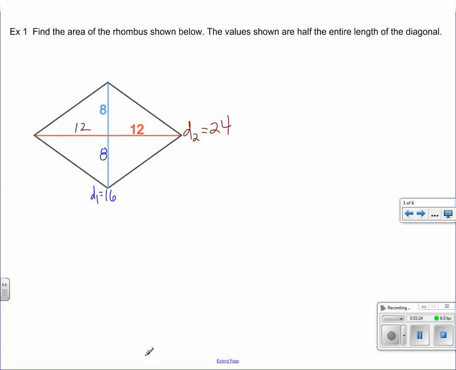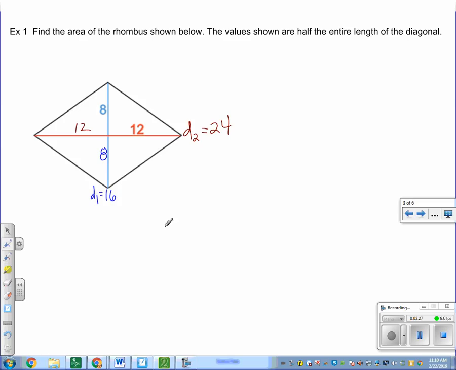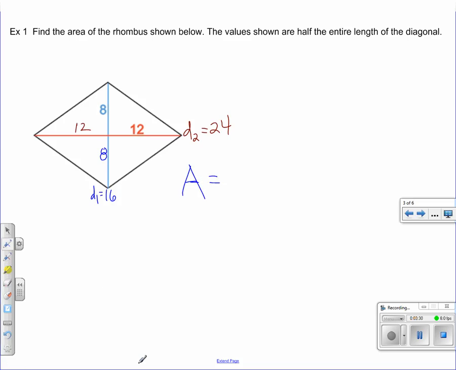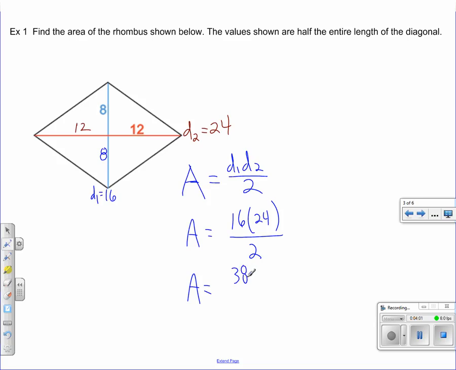And now let's find the area. The area of a parallelogram, sorry, it is a parallelogram, but specifically a rhombus, is D1 times D2 divided by 2. So we go 16 times 24, and we're going to divide that by 2 after we multiply. And let's see, 16 times 24, I get 384. Cut 384 in half, and our final answer is 192.